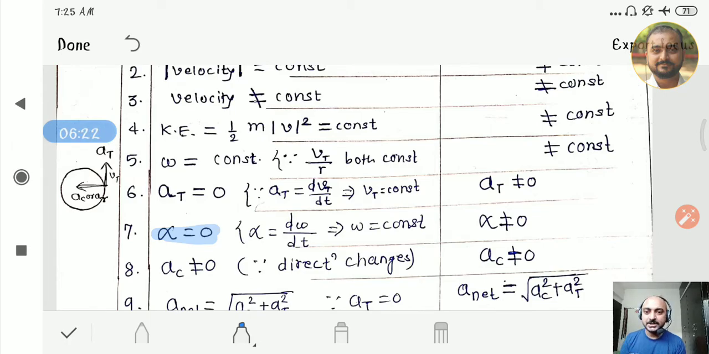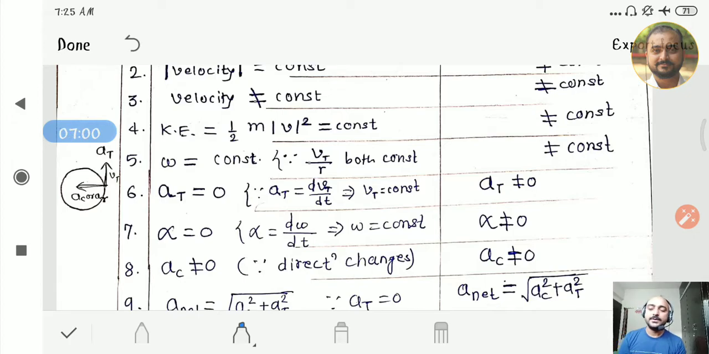So the rate of change of angular velocity also remains constant, sorry, 0. What does that mean for tangential acceleration? Listen carefully. Here alpha is equal to 0, and alpha is defined as the rate of change of angular velocity. As omega is constant, the derivative of a constant quantity is always equal to 0, and that's why angular acceleration alpha is 0.